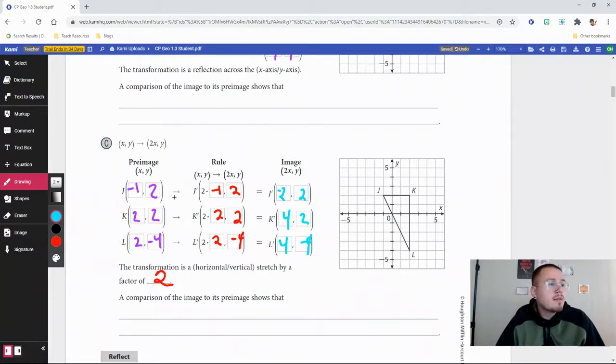So negative 2, 2 would be there. 4, 2 will be there. And 4, negative 4 would be there. So as you can see, we are going to have a much thicker triangle. We got our L prime, K prime.